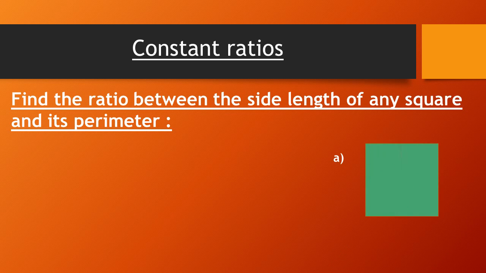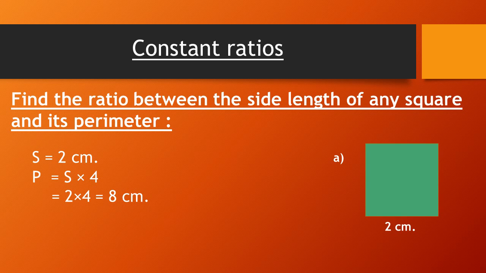Letter A. If we have a square with side length 2 cm, we know that all sides of a square are equal in length. We have a side length equal to 2 cm. To find its perimeter, equal side times 4. Then we set 2 times 4 equal 8 cm. Then we have a side equal 2 cm and its perimeter equal 8 cm.